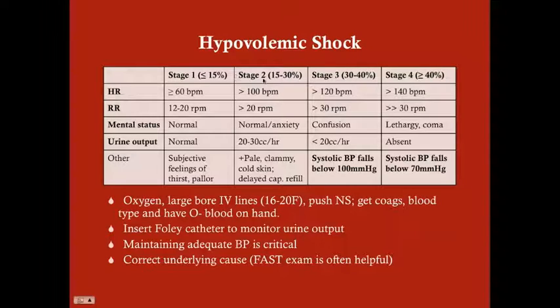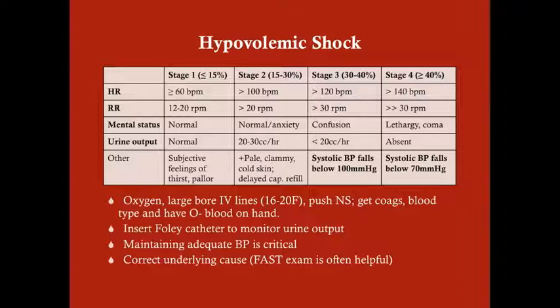Stage 2 hypovolemia is usually more than 15% of your volume is lost. So this is around 750 milliliters to 1.5 liters. Remember, your normal volume is around 5 liters. So at this point, we start to have tachycardia. And our blood pressure is still in the normal range. And the reason is because the tachycardia is enough to maintain your blood pressure.